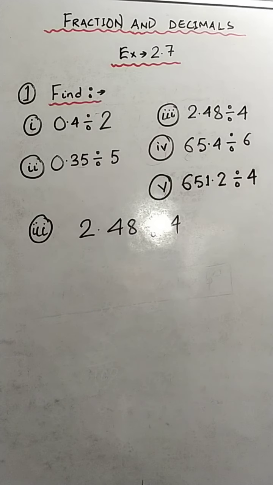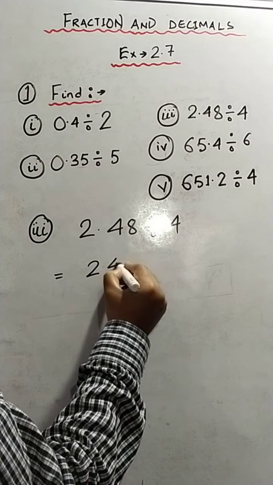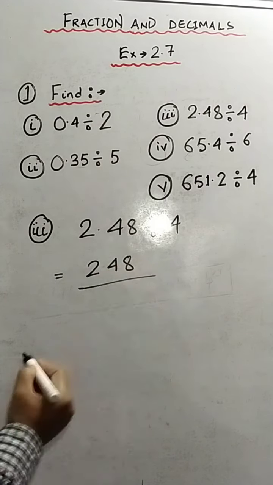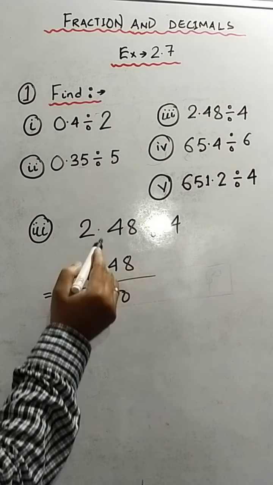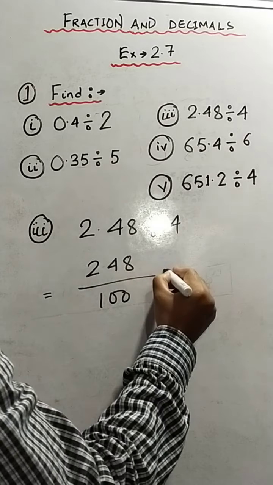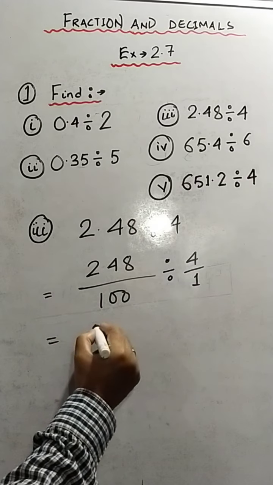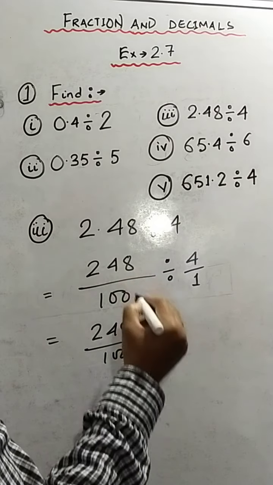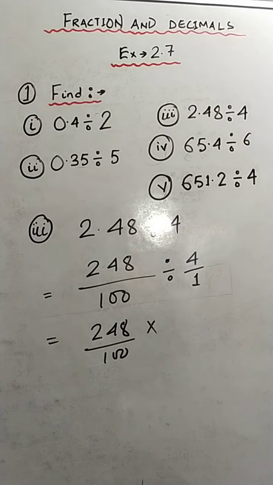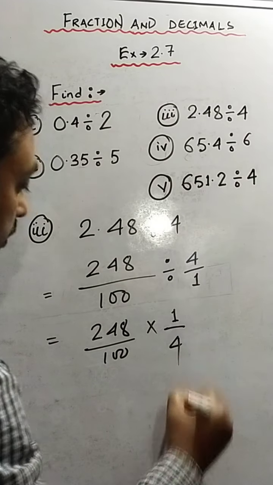Sum number 3, we have 2.48 divided by 4. So first of all we'll change this decimal form to fractional form. So it will look like 248 upon 100, as we have 2 digits after the decimal, and then we'll give the division sign 4 by 1. Now what we'll write? 248 by 100. In place of division we'll write the multiplication sign, and this fraction will become its reciprocal. So it will look like 1 upon 4.